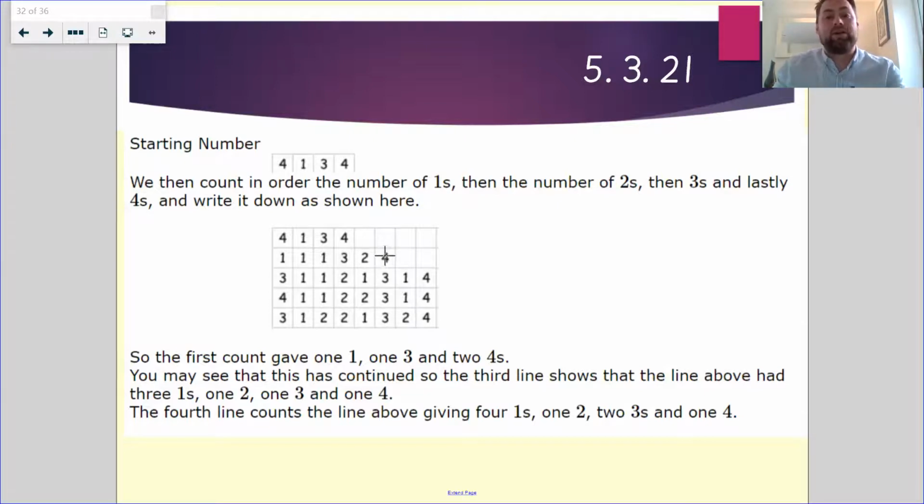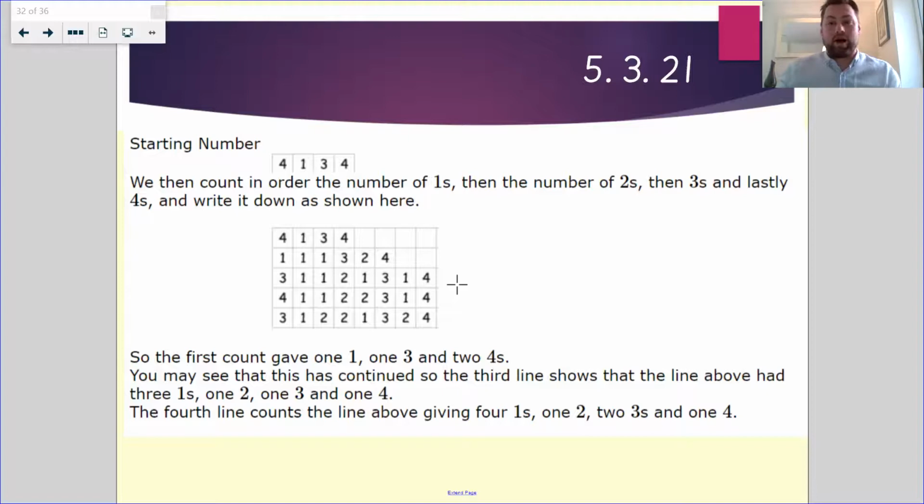Once you've got your new number, you do exactly the same with it. So how many 1s do we have? We've got 1, 2, 3, so 3 ones. How many 2s do we have? We've got 1, 1, 2. And how many 3s have we got? We've got 1, 3. And how many 4s have we got? 1, 4. And you keep on going and going.